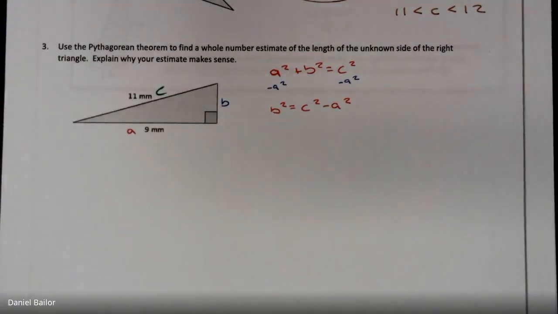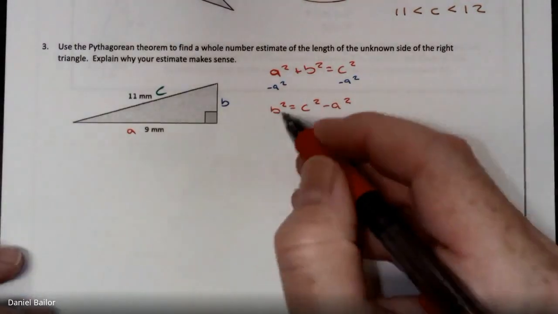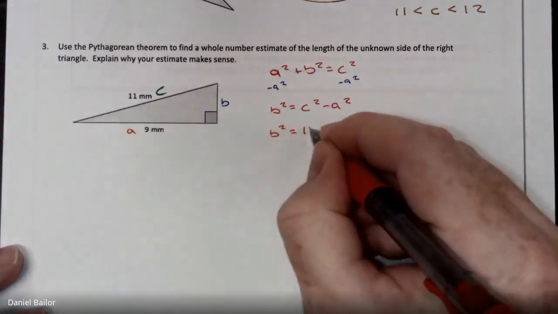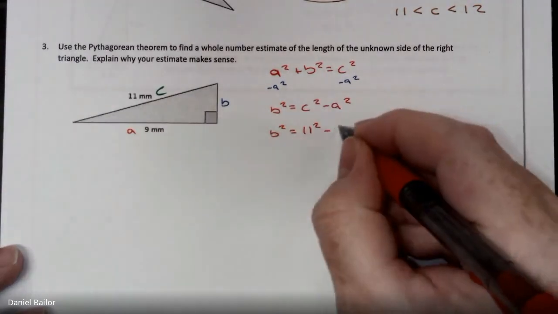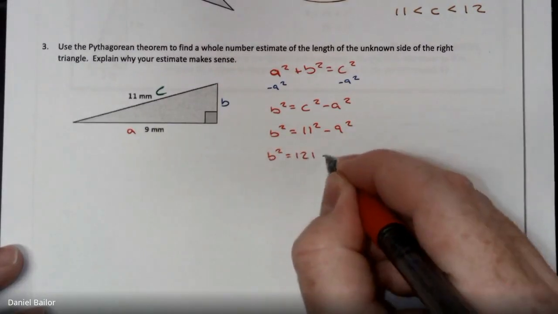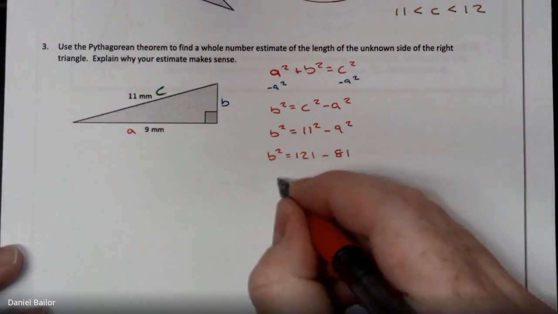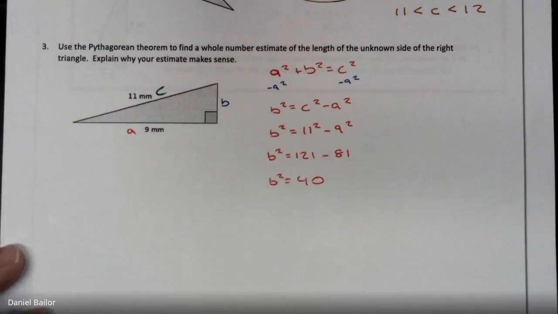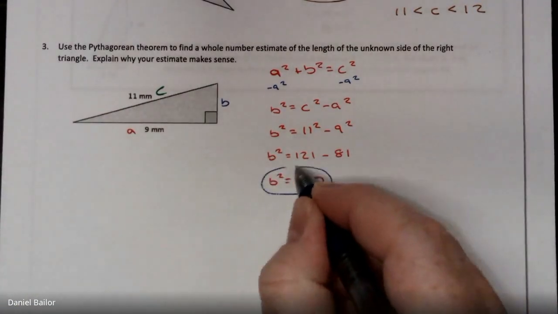We get the b term by itself, so we get b squared equals c squared minus a squared. So we're going to have to write an equation for the converse of the Pythagorean theorem, because instead of finding the hypotenuse, we are finding a leg. Now we substitute. B is b, c was 11, a was 9. We use our math facts. 11 times 11 is 121. 9 times 9 is 81. 121 minus 81 is 40. So we know that b squared is 40.